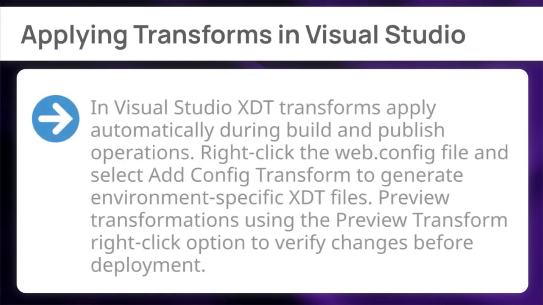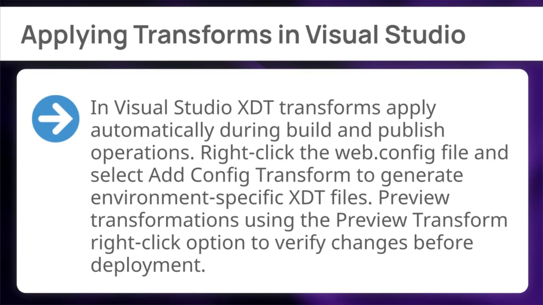Next, applying transforms in Visual Studio. In Visual Studio, XDT transforms apply automatically during build and publish operations. Right-click the web.config file and select Add Config Transform to generate environment-specific XDT files. Preview transformations using the Preview Transform right-click option to verify changes before deployment.